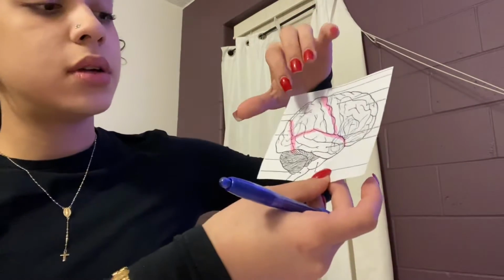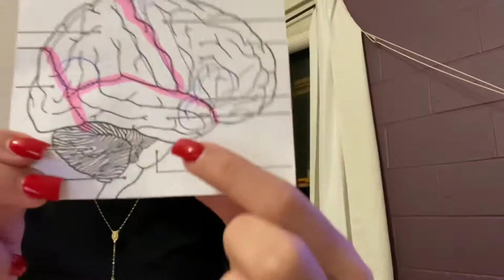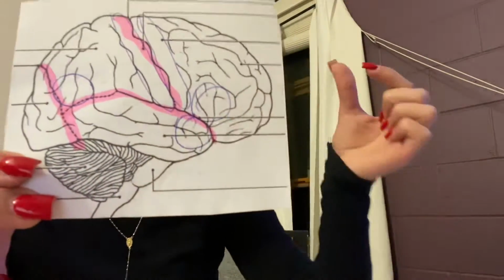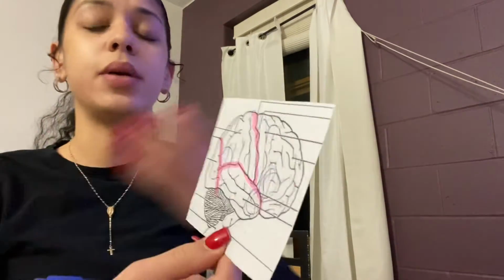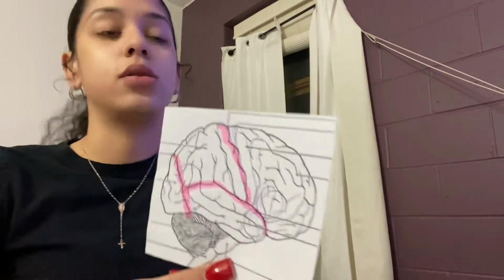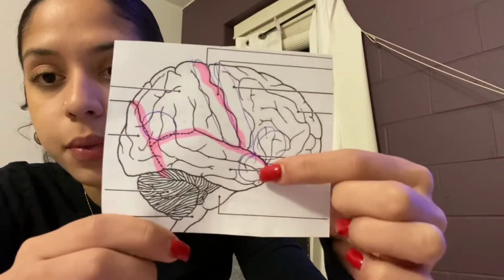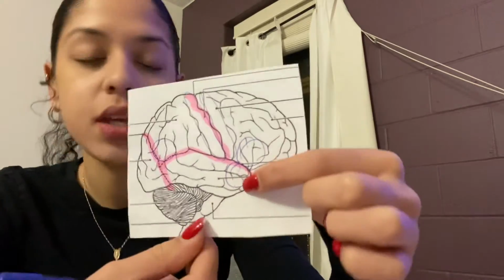Okay. So then your temporal lobe right here. This part right here is going to be on the posterior part of your superior temporal gyrus. That's going to be where your Wernicke's area is, which is also in charge of written and spoken language. Your temporal lobe here.